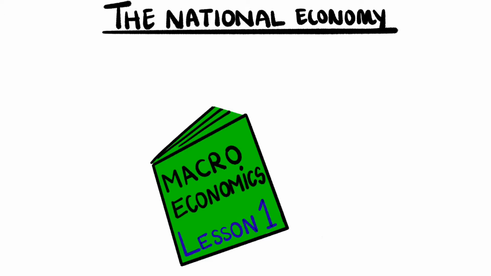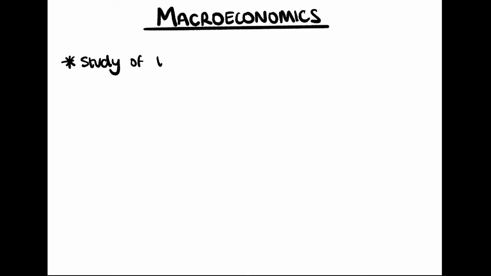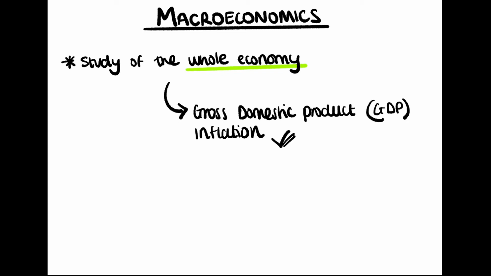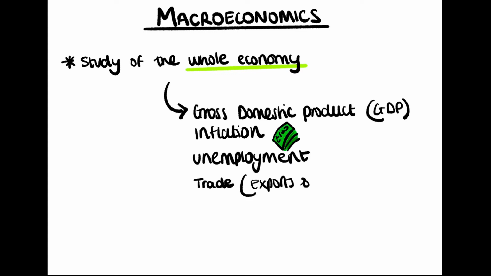Today we will start with a quick introduction to macroeconomics. Macroeconomics looks at the economy as a whole, whereas microeconomics is focused on decisions made by individuals and firms. We look at things like growth, which is measured by gross domestic product or GDP, inflation, which measures the increase in the price level of goods and services, unemployment, and trade with other countries in the form of exports and imports.